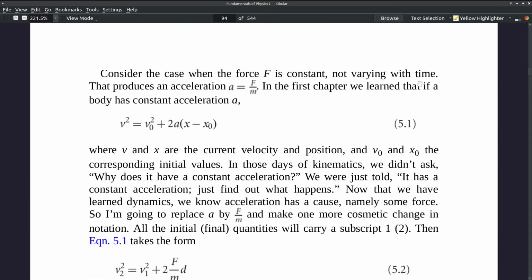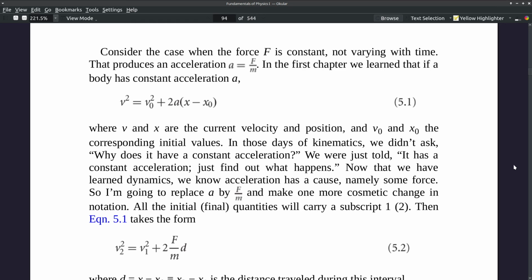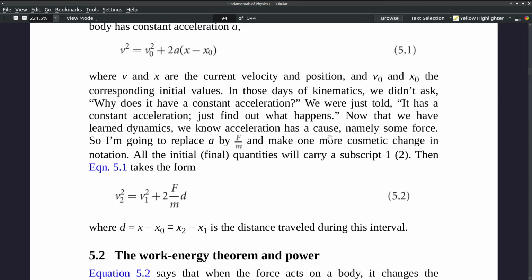Consider the case when the force F is constant, not varying with time. That produces an acceleration. Acceleration equals force over mass. In the first chapter, we learned that if a body has constant acceleration a, v squared equals v0 squared plus 2a times (x minus x0), equation 5.1, where v and x are the current velocity and position, and v0 and x0 the corresponding initial values.